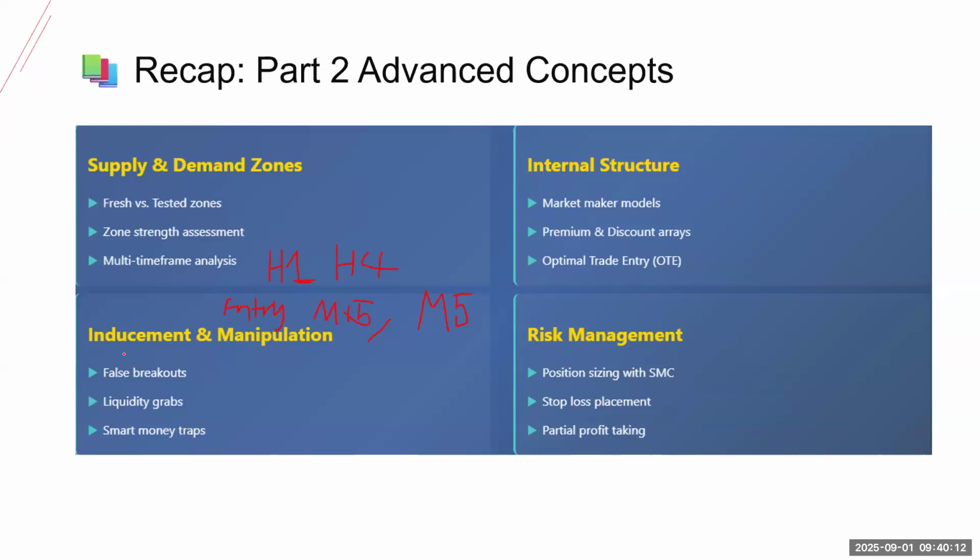And we have inducement and manipulation. Inducement, you can see the false breakout, liquidity grab, and smart money trap. Inducement is going to be something like that. Price is falling, and when price makes a higher high, higher low, pulls back here, this could be the change of character.